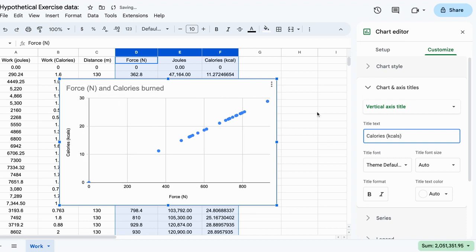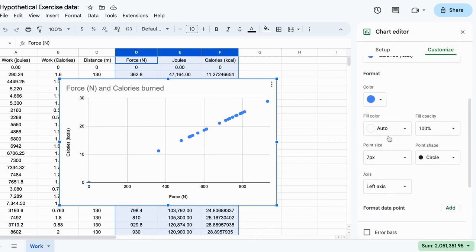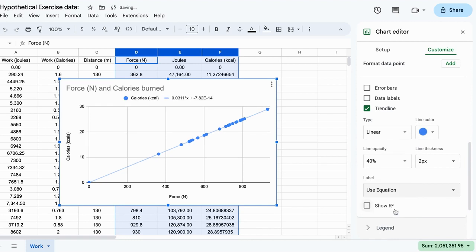Okay, so this needs a nice trend line. Series, trend line. We can get the equation, but keep in mind it's not going to show us distance anymore because you have distance times force, then you divide by 4,184. So, okay, this is what you need, though, to show the relationship between force and calories.